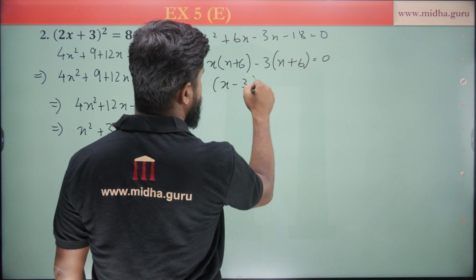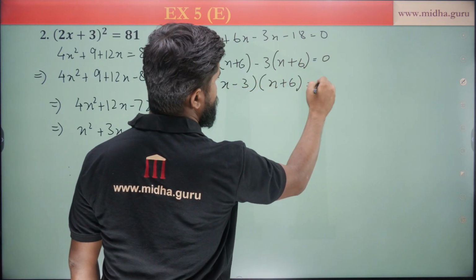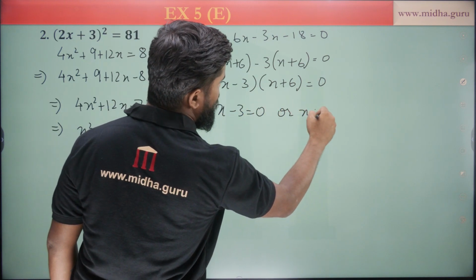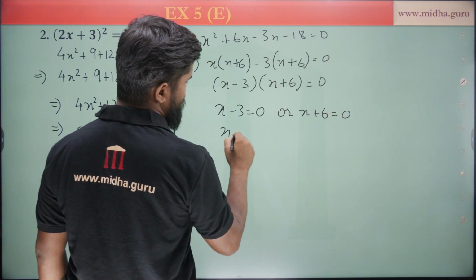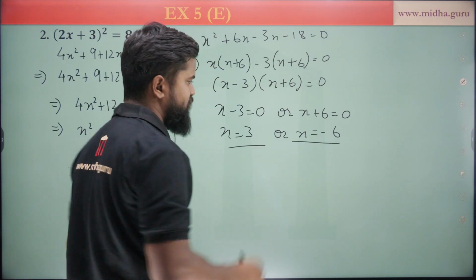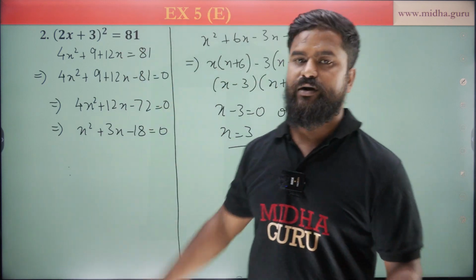So (x − 3)(x + 6) is equal to 0, which means x − 3 is equal to 0 or x + 6 is equal to 0. So x is equal to 3 or x is equal to −6. And these are the solutions for the given quadratic equation.